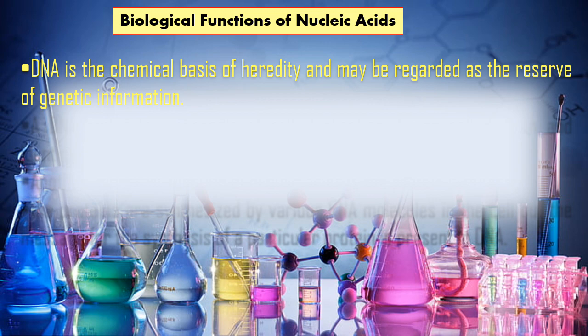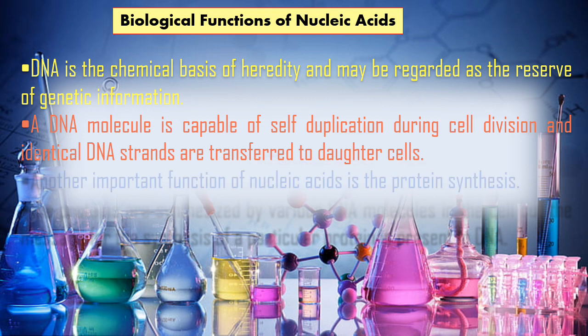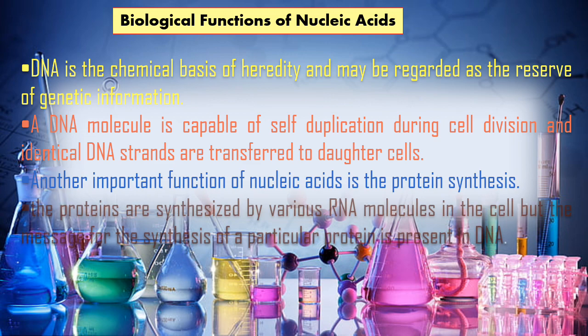DNA, as I have already told you in the introductory part, is the chemical basis of heredity and is called a reserve of genetic information. So the genetic information is present in the DNA nucleic acid. And this DNA molecule is capable of self-duplication during cell division, and identical strands are formed and transferred into the daughter cells.